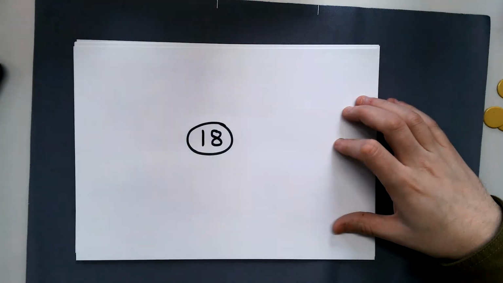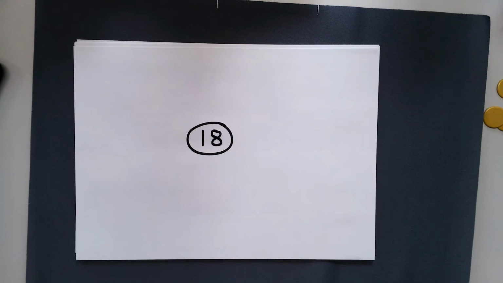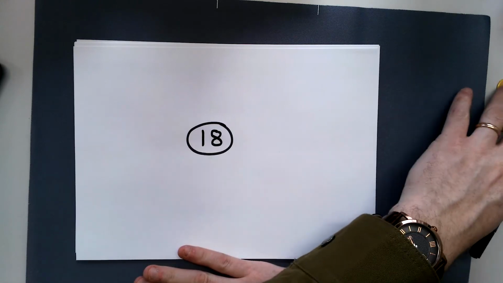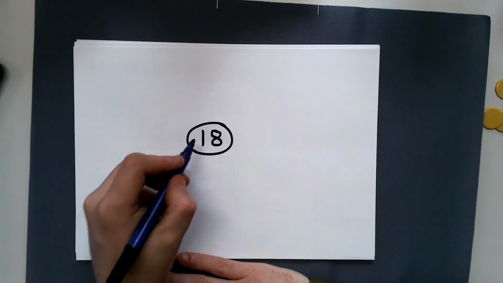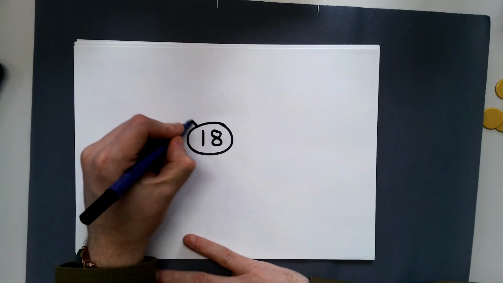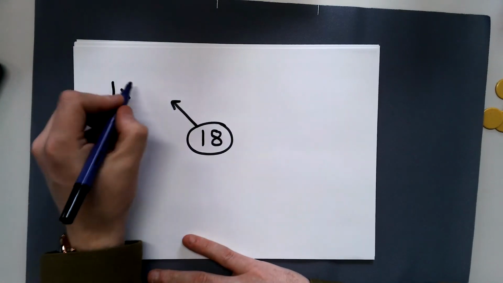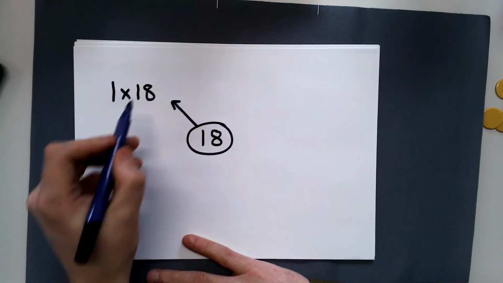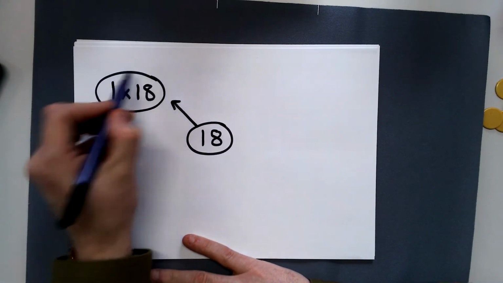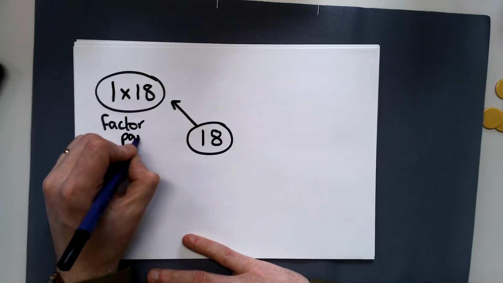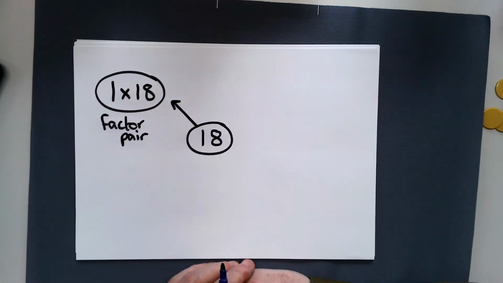So let's have a go at making some fact families. I've got 18 here, so I'm going to try and find all the factors. Right, and this is a slightly different method to the array method as well. So I know that some of the factor pairs are always going to be 1 times the number itself. So 1 times 18, that's a factor pair there, one of them.